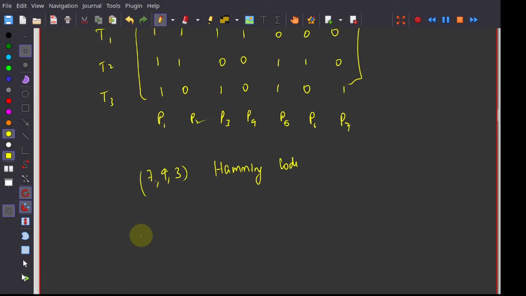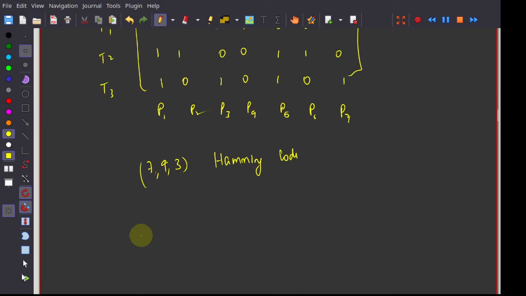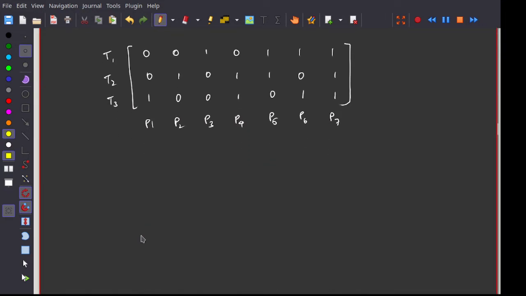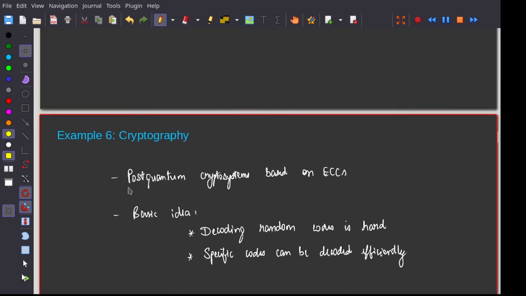Once you see error correcting codes, this connection will be more obvious, but at this point maybe it is not. So this is basically what I have. Again, depends on the order in which you do it, but this is one way to write the parity check matrix of the Hamming code.